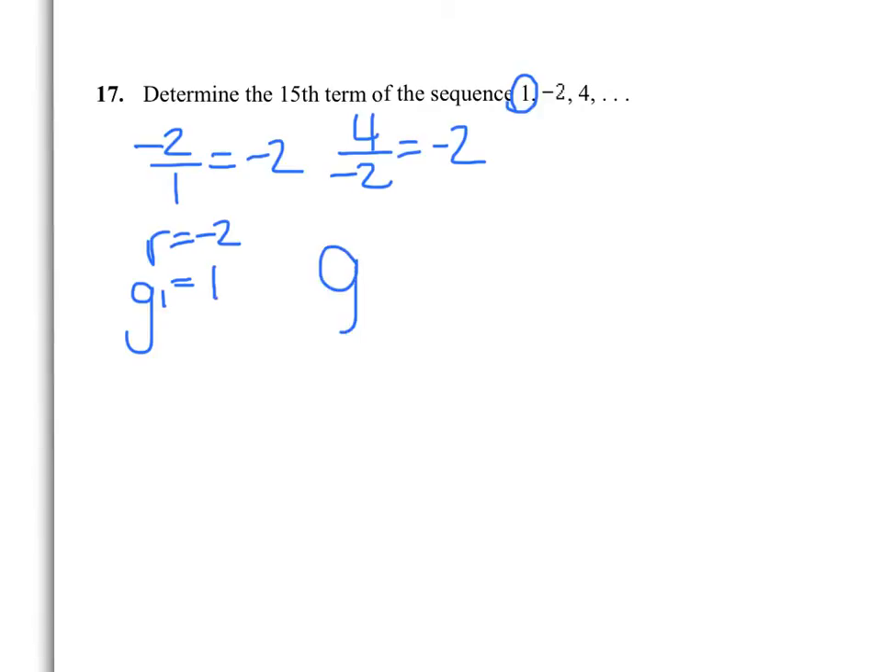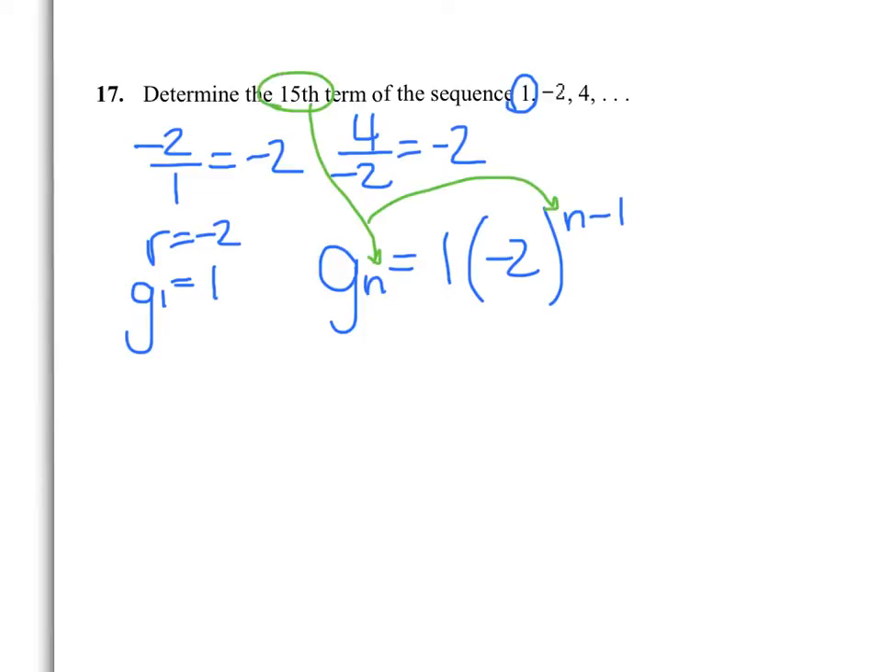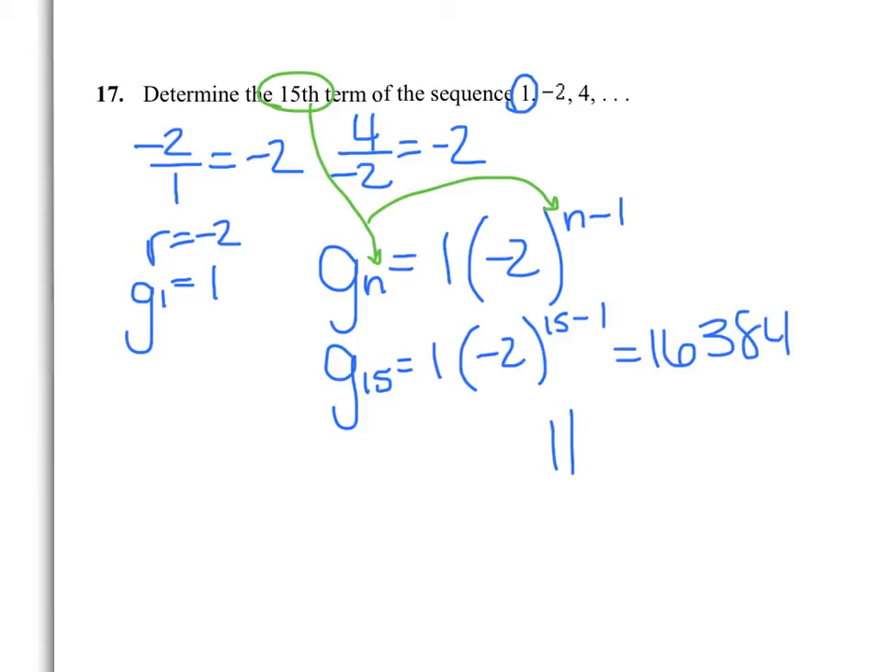So I'm going to go ahead and plug all that into the explicit formula. G sub n equals 1 parentheses negative 2 parentheses closed to the n minus 1. And I want to find the 15th term, so 15 is going to go in the n spot. So it's g sub 15 equals 1 parentheses negative 2, 15 minus 1. And when I plug all that into my calculator, I get 16,384.